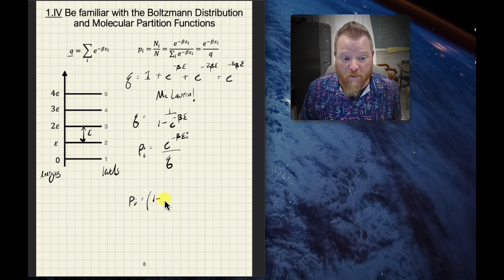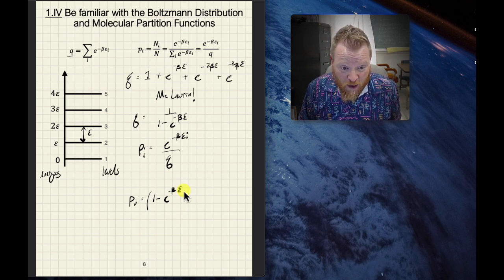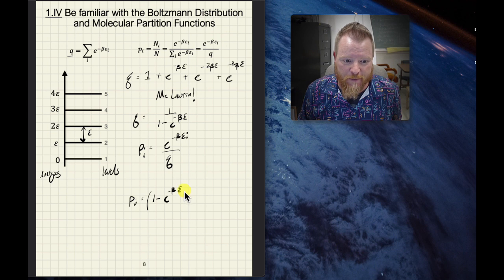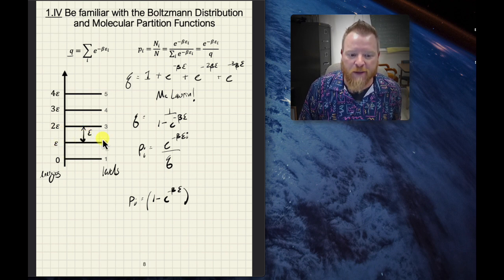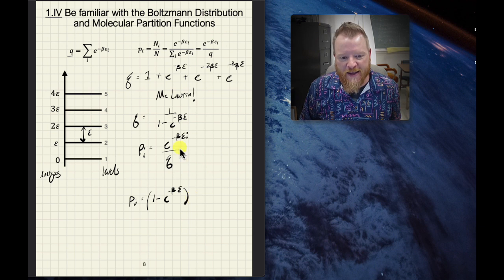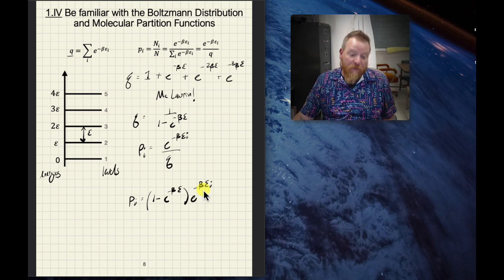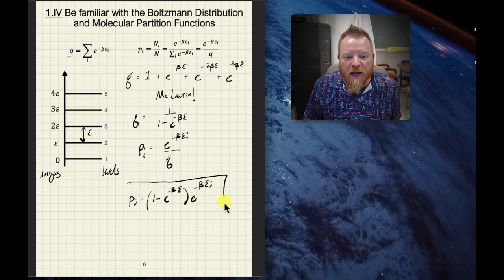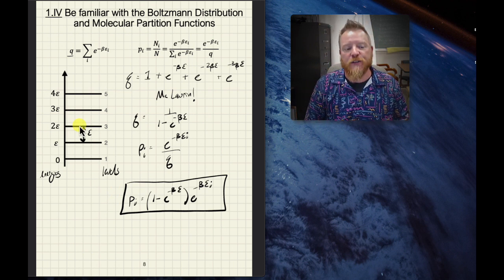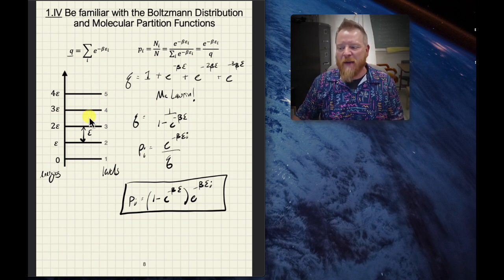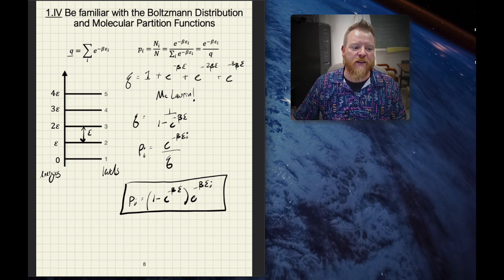So that's just going to become 1 minus e to the negative beta epsilon, where now that epsilon refers to the total energy, right? And in this case, it's just the energy between levels, right? So the difference between 2 epsilon and epsilon is epsilon. But now we've got to multiply it by e to the negative beta times the actual value at that level. And so this will give us a useful equation for actually calculating the individual population of any state, assuming they have this linearly spaced pattern. And we're going to get into those calculations in the live lecture.